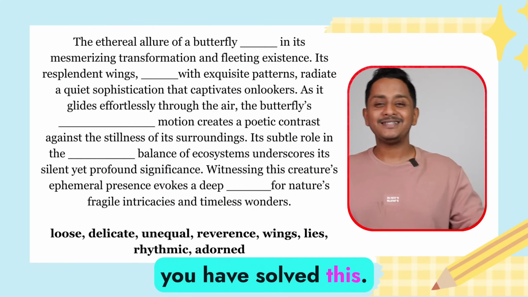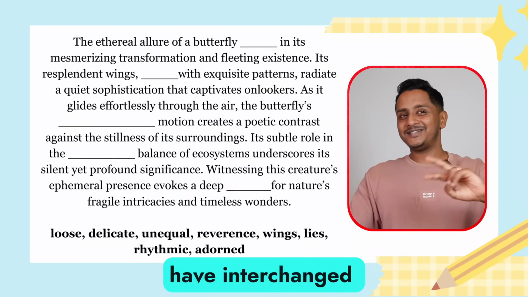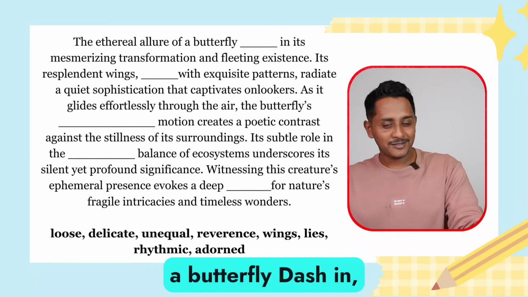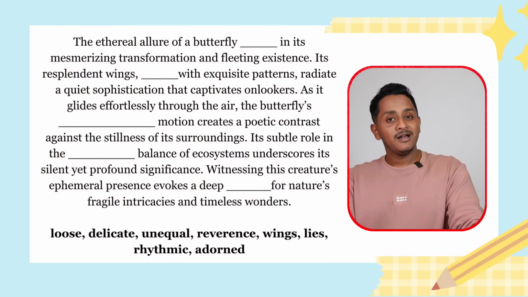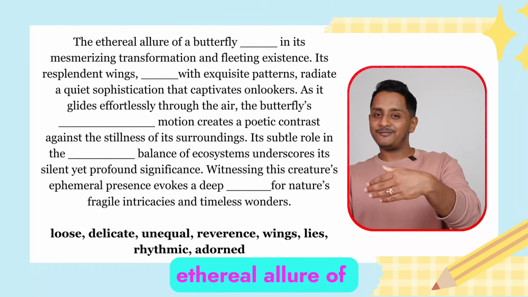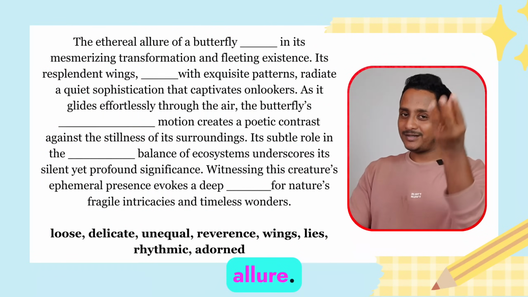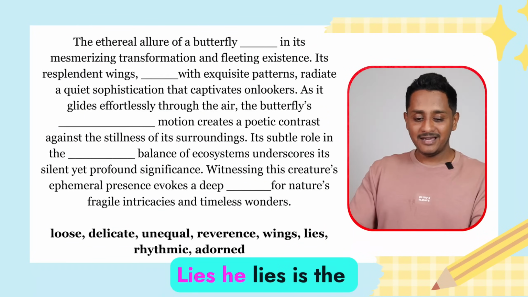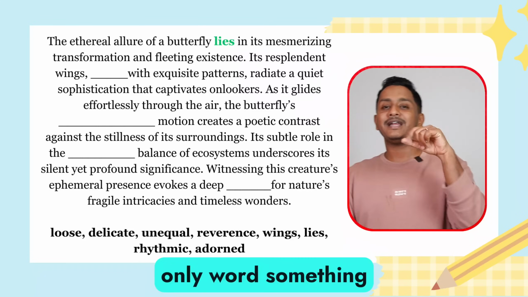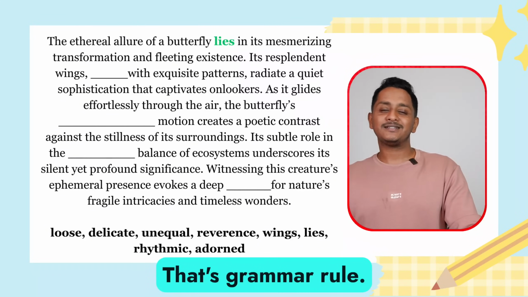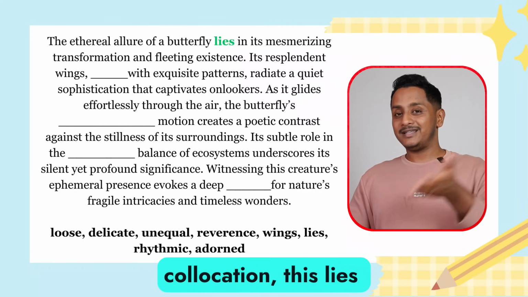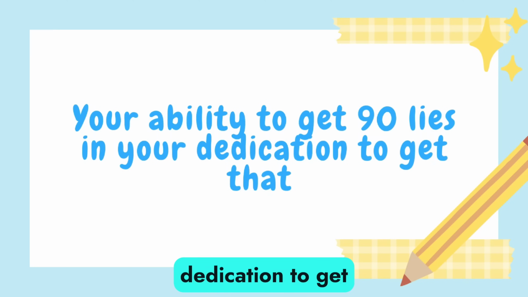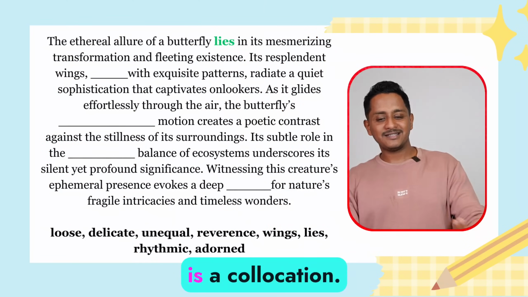Well, I really hope you have solved this. Let's understand how many of you have interchanged the options, how many of you have fallen for the trap. The ethereal allure of a butterfly, dash in, dash in. The allure, singular, it's a noun, a singular noun. He eats, he lies, it's the only word ending with s, the verb ends in s, that's the grammar rule. But if you go with collocation, your ability to get 90 lies in your dedication to get that. Lies in something is a collocation.